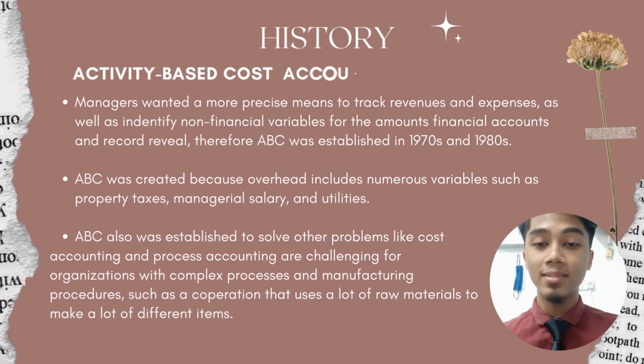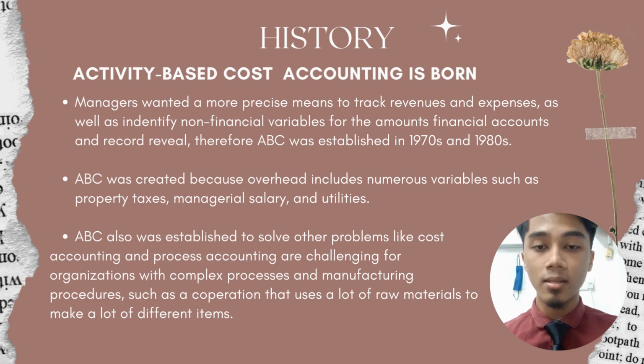After that, the ABC system was developed in 1917 and 1918 because managers needed a more accurate way to check revenue and expenses and identify non-financial factors for the amount financial statements and records show. Because overhead has several factors such as property taxes, managerial salary and utility, ABC came about. ABC allows for more cost drivers than the conventional costing system. Ultimately, the ABC system has helped a lot to simplify work and save time compared to cost accounting.